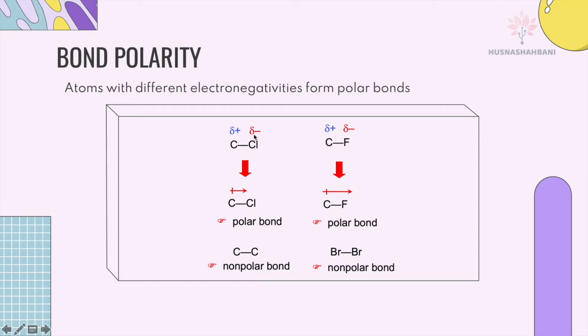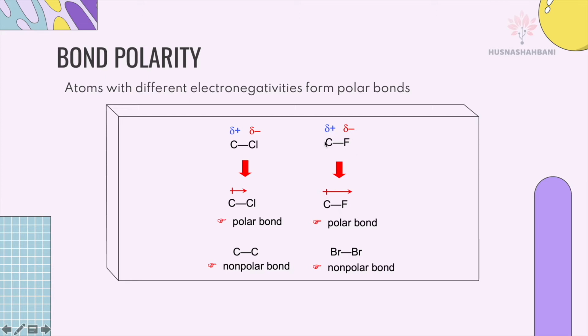So the chlorine is delta minus, meaning this chlorine region is partially negative. The carbon region is partially positive. So when the electronegativity between the two atoms is different, the bond is a polar bond.